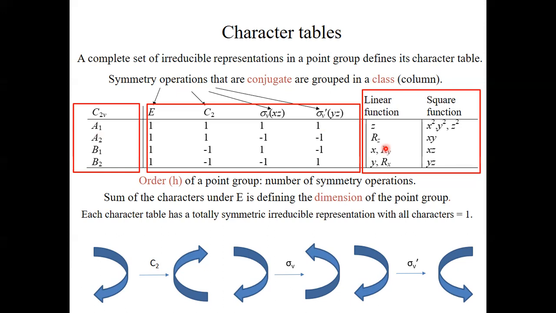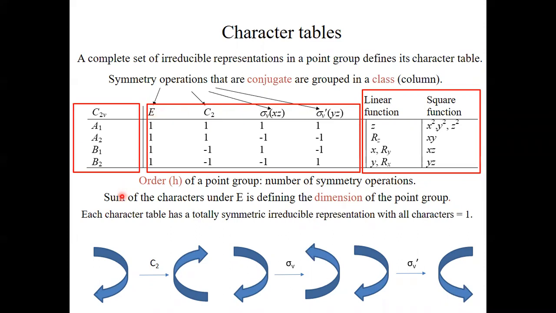Okay, now a few other properties of a character table. The order of a point group is equal to the number of symmetry operations. We can easily read the order of a point group from a character table. We only need to count the number of the operations that we see actually listed here. So in this case, the order of the point group would be 4.